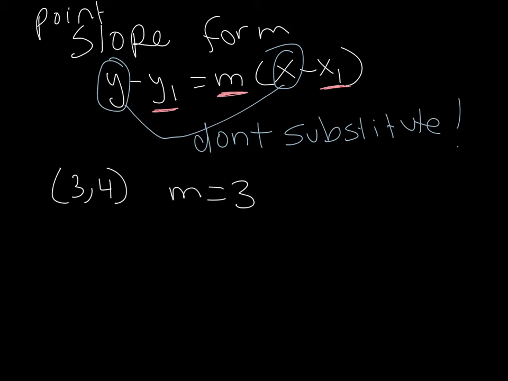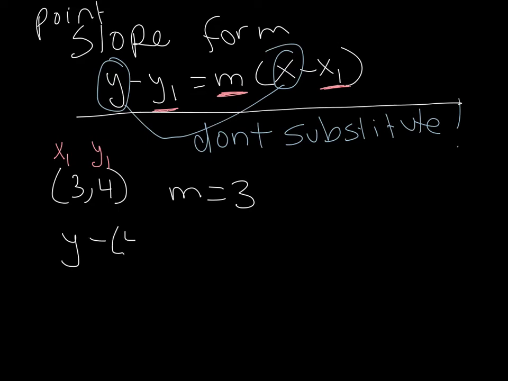Okay. The first thing I would do with something like this is go ahead and label those points. It really helps when it comes time to subbing back in. So I'm going to call that x1. I'm going to call this y1. Now substitute back into this parent equation. So I have y minus 4 is equal to 3 times x minus 3.